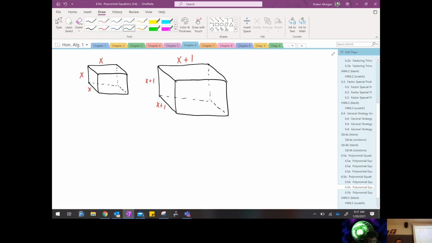Well, first of all, do you know what the volume of a cube is? Good. Length times width times height. And in the small cube, that would be what? x times x times x, which we know as x cubed. That's why you call it x cubed, by the way. I don't know if you knew that or not. How would you express the volume of the bigger cube?